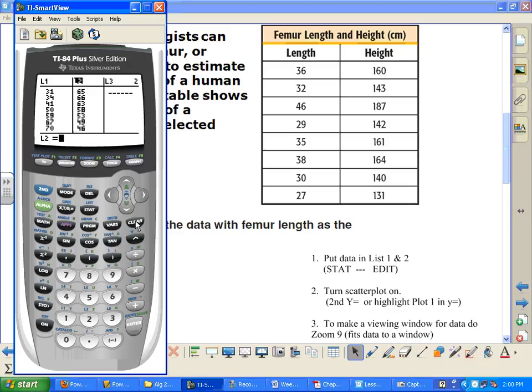Clear your lists. Before you enter anything new in, always clear them, because if this new problem has less pieces of data than the last one we did, you could have mistakes there, because if you forget to delete the ones at the end, you have a problem. All right, so we're putting our femur length in list 1 and the person's height then in list 2.